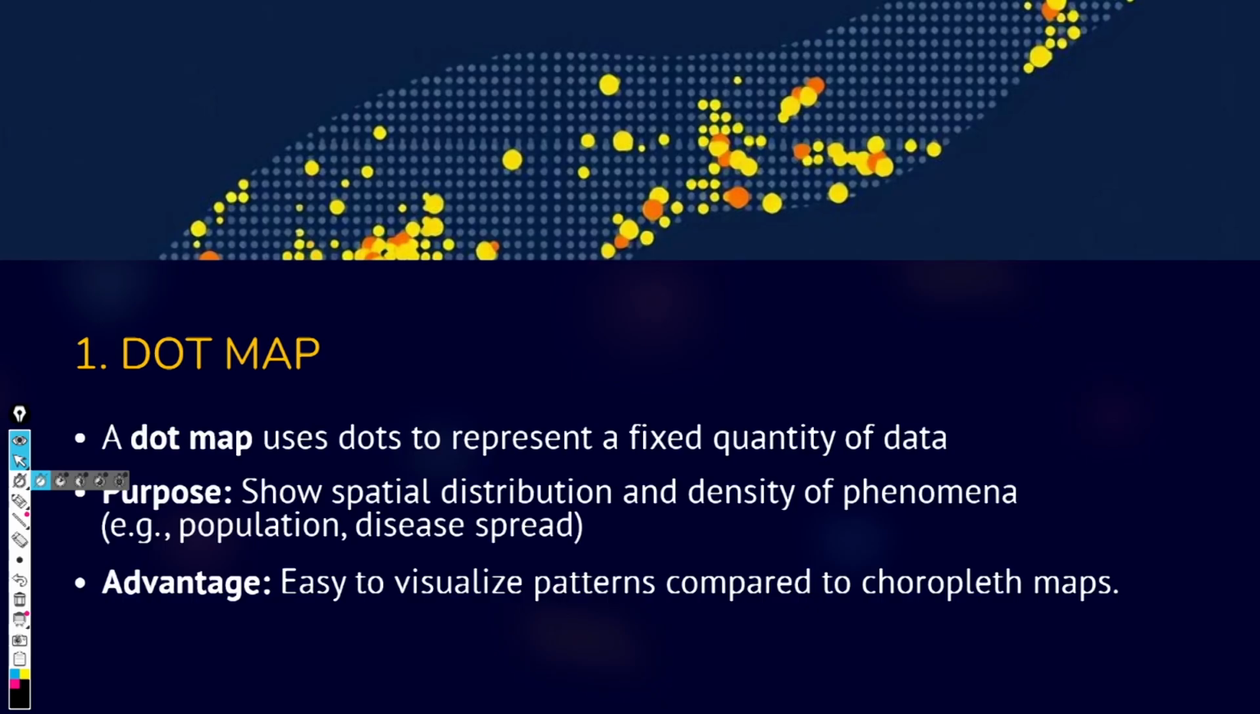So first, what is a dot map? A dot map is used to represent a fixed quantity of data. Let's say for example population density, or a disease spread, or agriculture production, or crime mapping. All this quantitative data we can represent using dot maps. Its advantages: it's easy to visualize patterns of the disease outbreaks, or let's say the agriculture production. We can easily determine the trend. It's easy to interpret compared to choropleth maps.